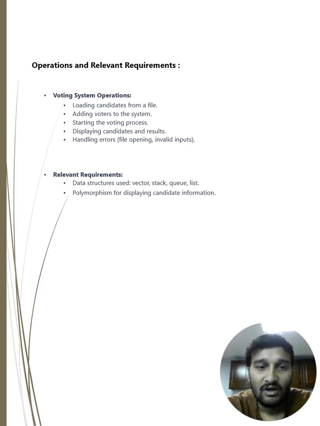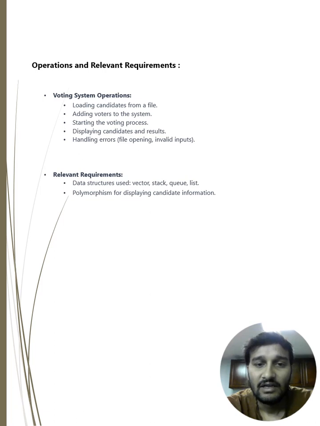Adding voters: we have the voting system add voter method. It adds voters to the stack, simulating the waiting list for people ready to cast their votes. Next is starting the voting process. We have the class voting system and the start voting method, which begins the voting process by moving voters from the stack to a queue. This takes voters from the stack and puts them in a queue, indicating they are in line to vote.